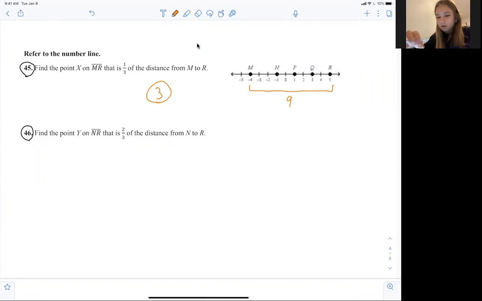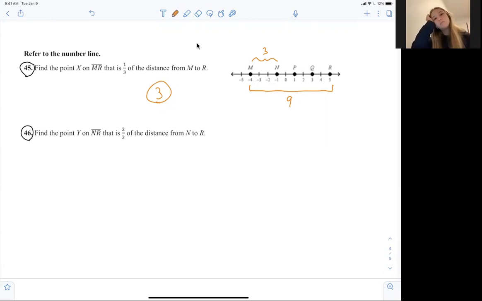All right. 1/3 of the distance from M to R. So that would be what? I think it would be N, right? Because we're moving 3 units, correct? And this would be 3 units. Find the point X on MR that is 1/3 of the distance from M to R. So we're just counting over 3 units, correct? All right. Now let's see what it says for 46.